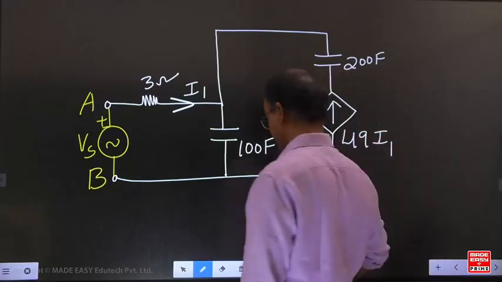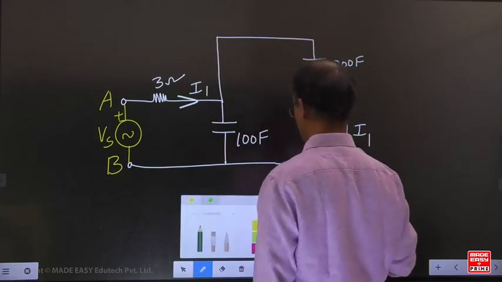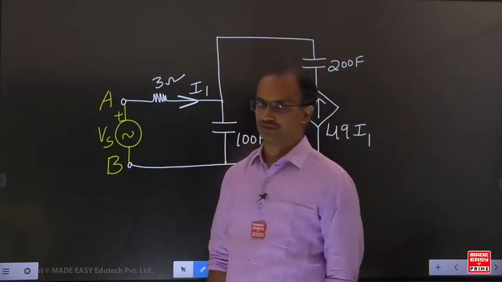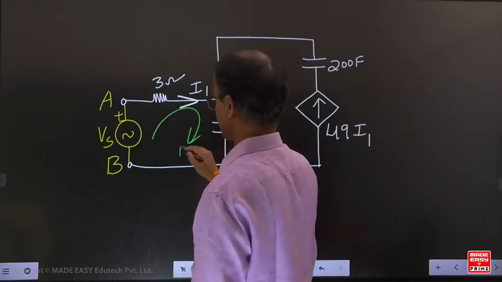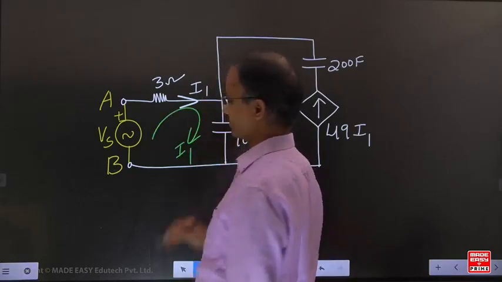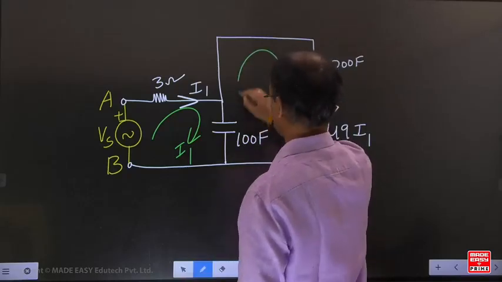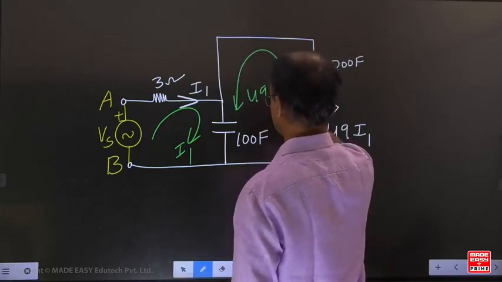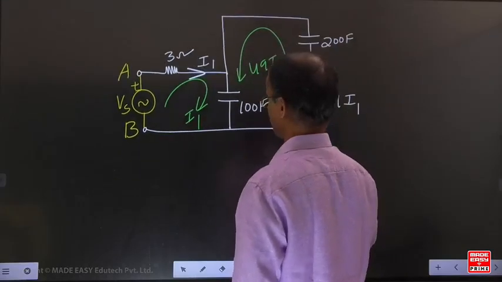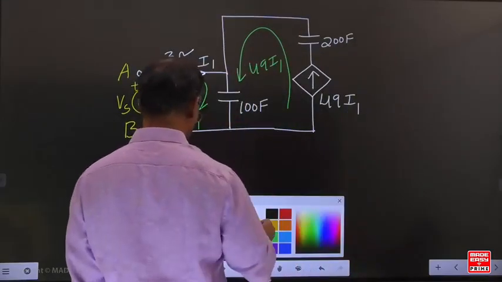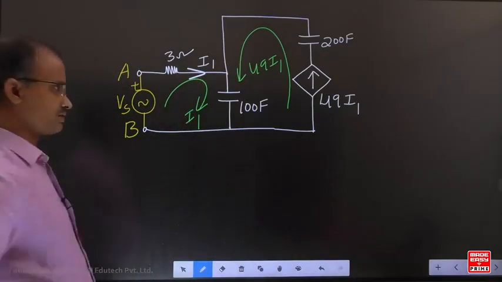Now, in this example, with respect to A and B, assume the voltage source Vs. The loop current of this one is I1, given in the question itself, and the current of this one is 49 I1. Can you write the respective KVL equation for this one?